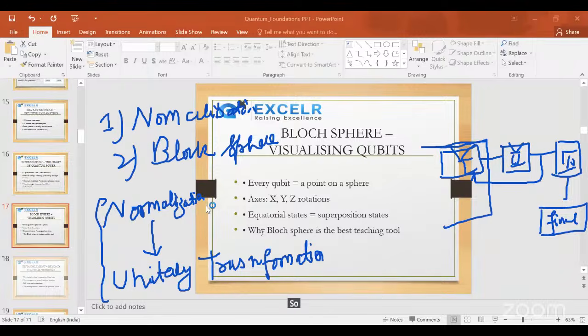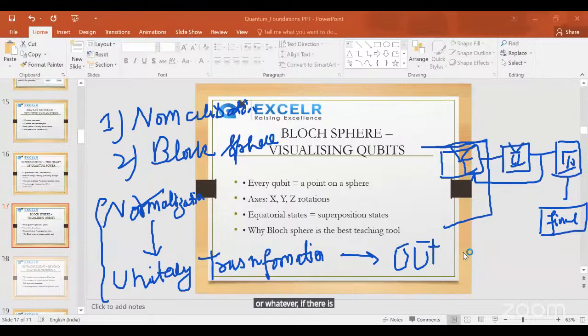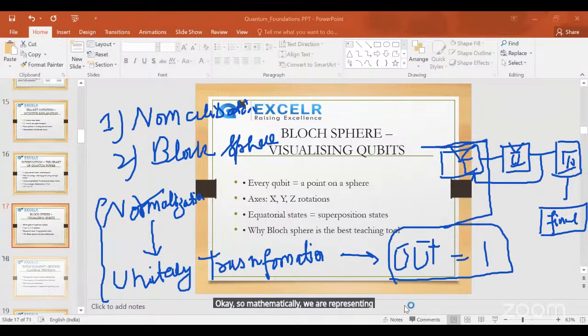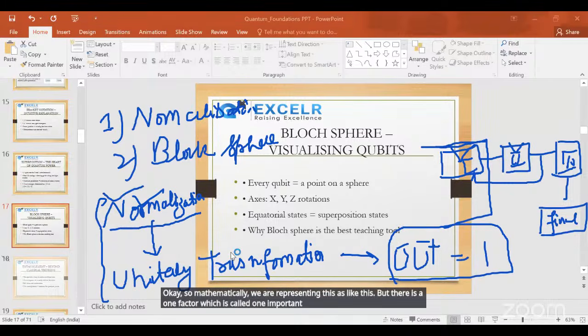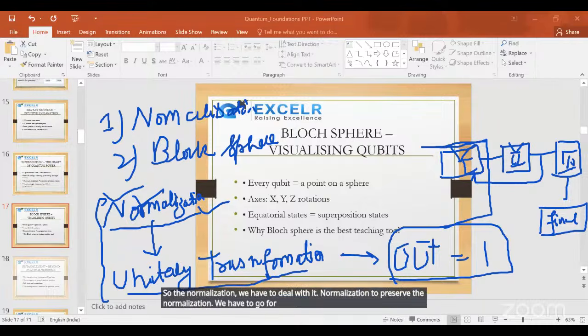So let's come to the concept of normalization. After normalization there is the unitary transformation. In the unitary transformation, we always say there is a U dagger, such that U dagger U should equal 1 if U is a gate. Mathematically we represent this like this. But there is one important aspect, which is called normalization. To preserve the normalization, we have to go for the unitary transformation.